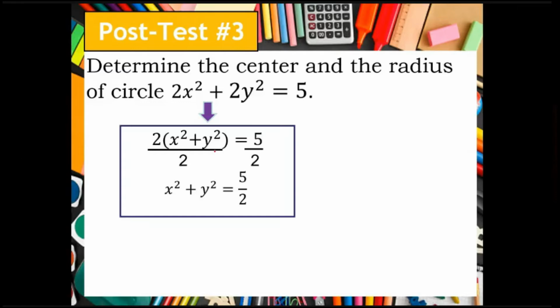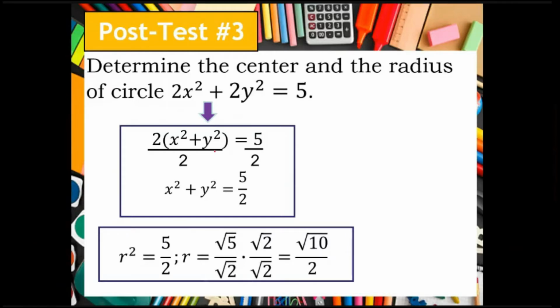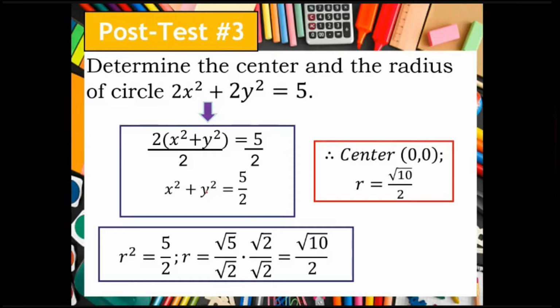And from example 1a, we already know that the center on this kind of problem is 0, 0. And for the radius, we have r squared equals 5/2. So if we are to get the square root of r squared and the square root of 5/2, we will have the square root of 10 over 2. Therefore, our final answer here is that the center is 0, 0, and the radius is the square root of 10 over 2. Let's proceed.